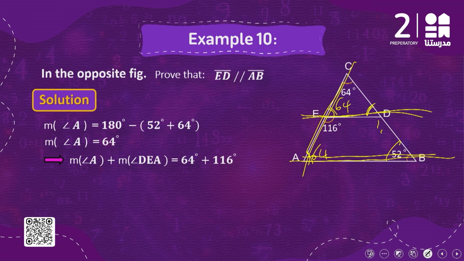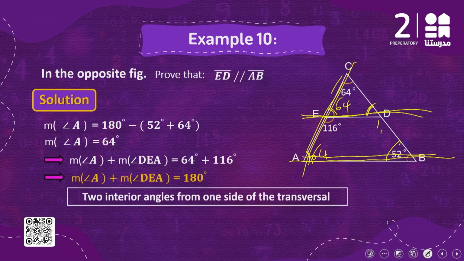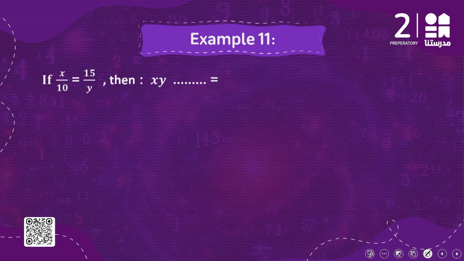So here's the idea of writing the proof. Measure angle A equals measure angle DEC, or I mean this sum of two angles equals 180. So you can find this is 64. Now this is called transversal, and then the lines are parallel.